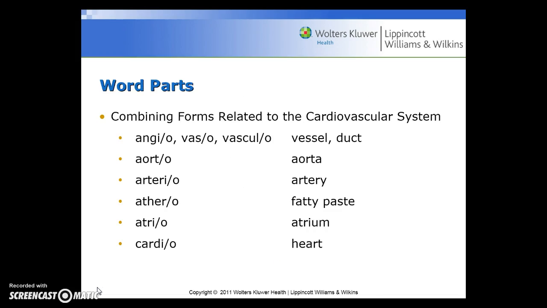Combining forms related to the cardiovascular system are angio, vaso or vasculo, aorto, arterio, athero, atrio, cardio. And you can see the angio, vaso or vasculo for vessel or duct, aorto for aorta, arterio for artery, athero for fatty paste, atrio for atrium, and cardio for heart.